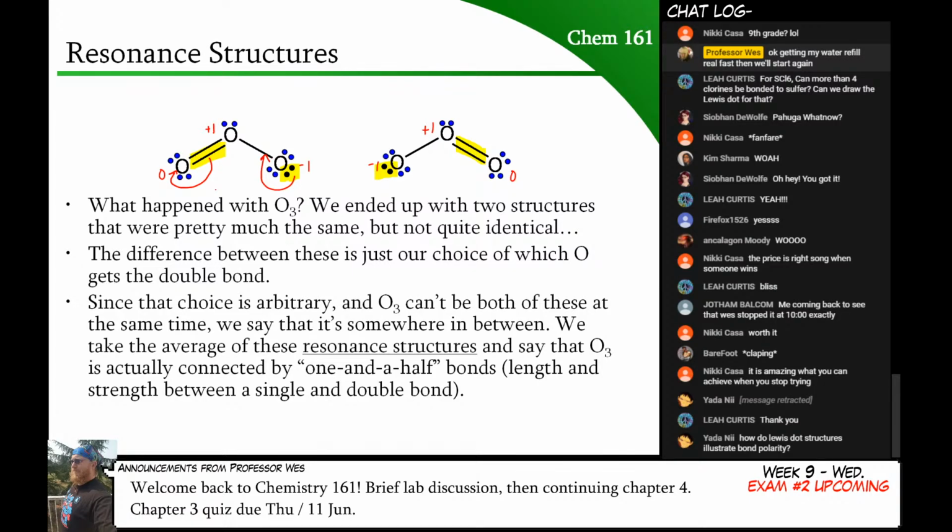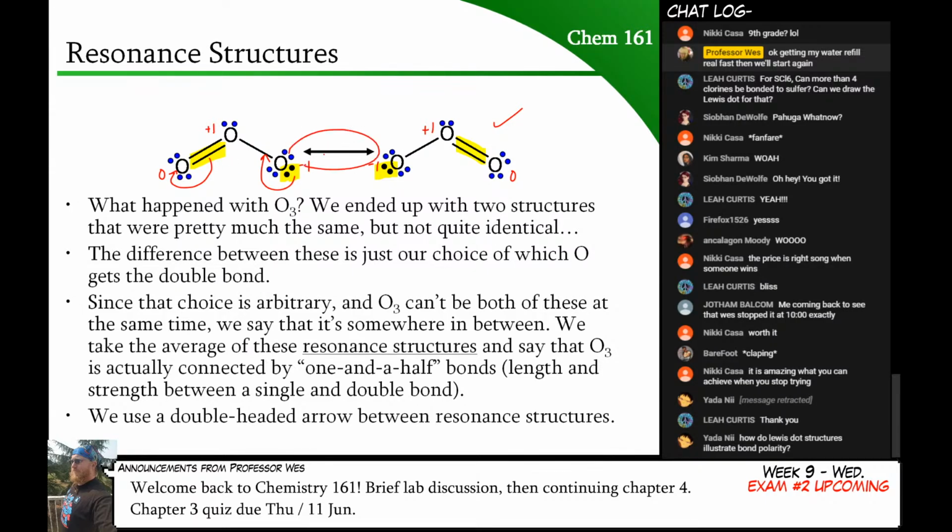If you can do a different structure, so this is my different structure, if I can make this structure just by moving electrons around, then it's a resonance structure. Now for the ozone, there's only 2 possibilities. And I believe I put in the little notation. There it is right there. Whenever you have resonance structures, you add this double-headed arrow to indicate that these 2 structures are resonance structures. And what that means is that the actual structure is the average.